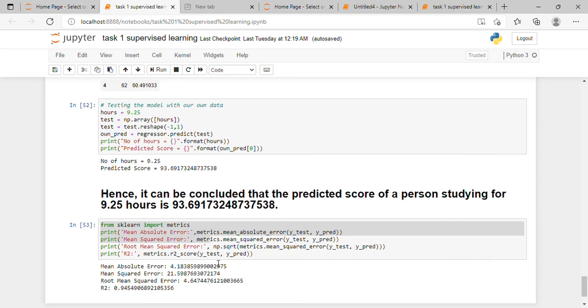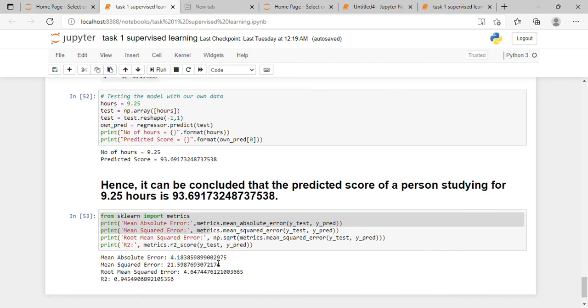And for the evaluation of the model, we use some performance metrics like mean absolute error and R-squared, which is 94.54%, which is good for the model.